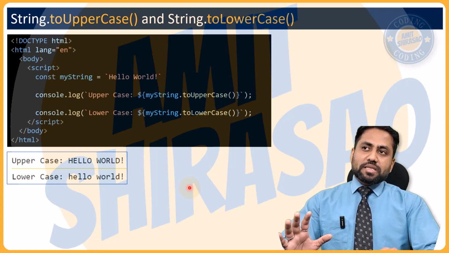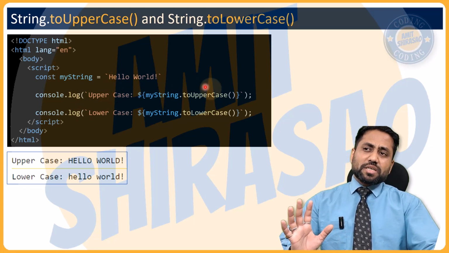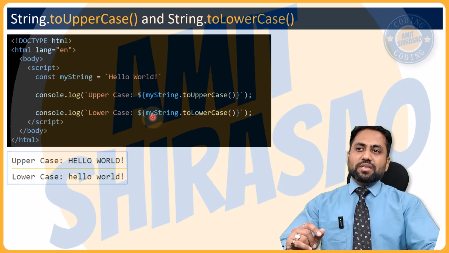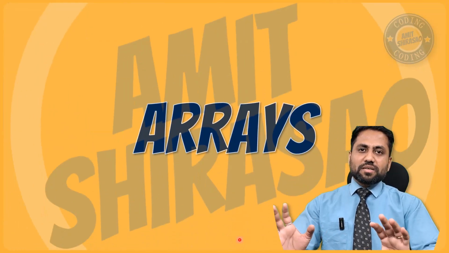To uppercase and to lowercase. This basically just converts it into uppercase and lowercase. If I say my string dot to uppercase, then it is hello world in uppercase. If I say my string dot to lowercase, then it is in lowercase. Got the idea? So that's all.